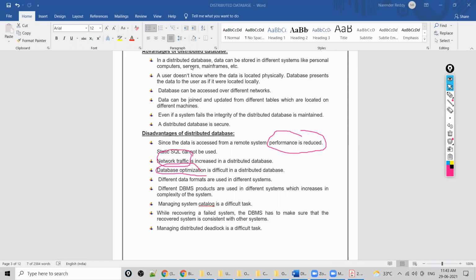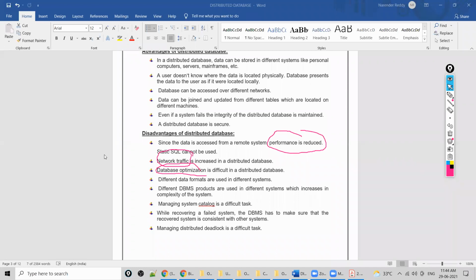Okay, now what are the advantages of distributed database? In a distributed database, data can be stored in different systems like personal computers, servers, mainframes, etc. The user does not know where the data is located physically. Next, the database can be accessed over different networks. Data can be joined and updated from different tables and from different systems. Even if one system fails, the integrity of the distributed database is maintained. Next, a distributed database is secure.